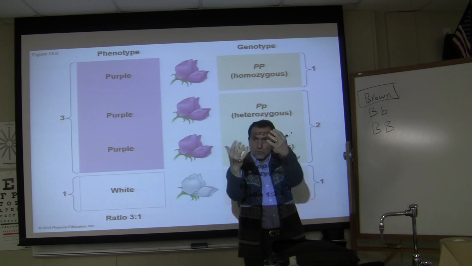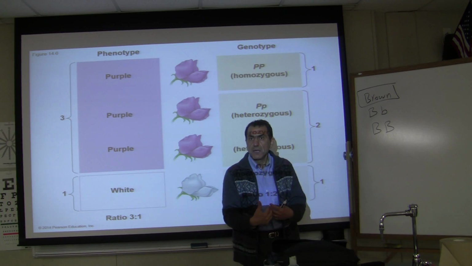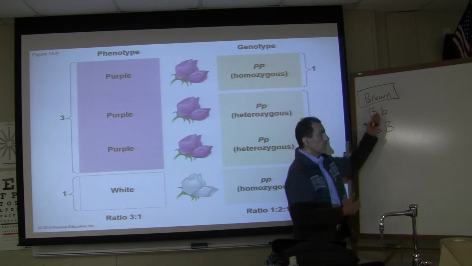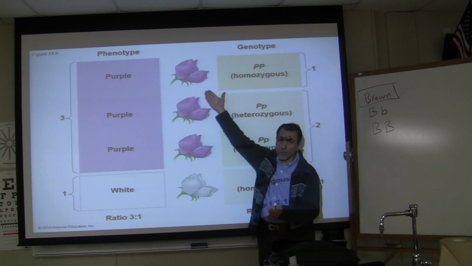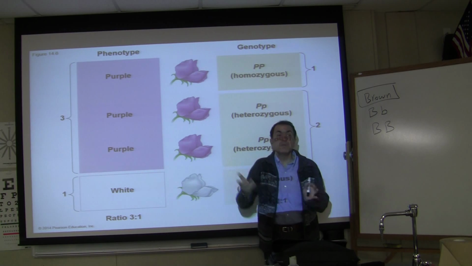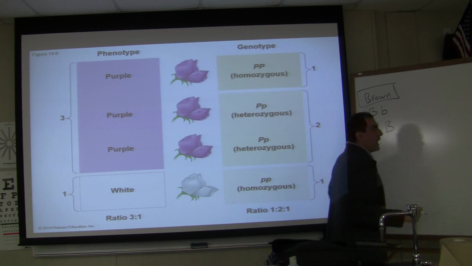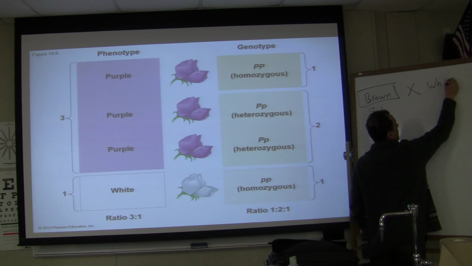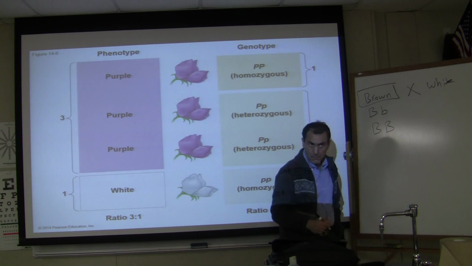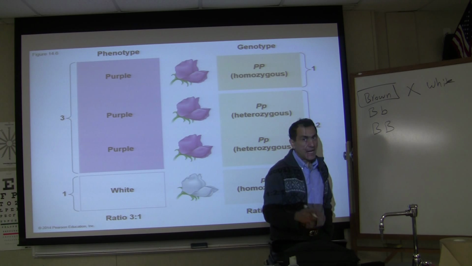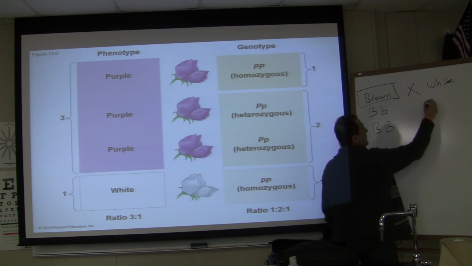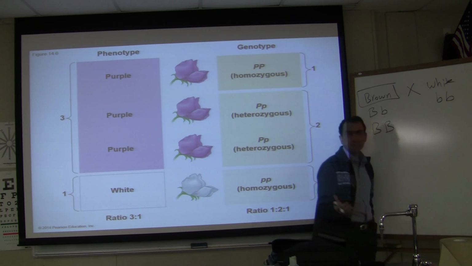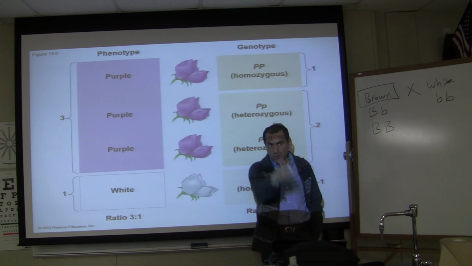So you bring me a bird and say, Amir, I don't know what it is. Or bring me a purple flower, I don't know what it is. Can you tell me what it is? Then what I do is take it and cross it with a white bird. And I know a white bird is small b, small b. You know that too.